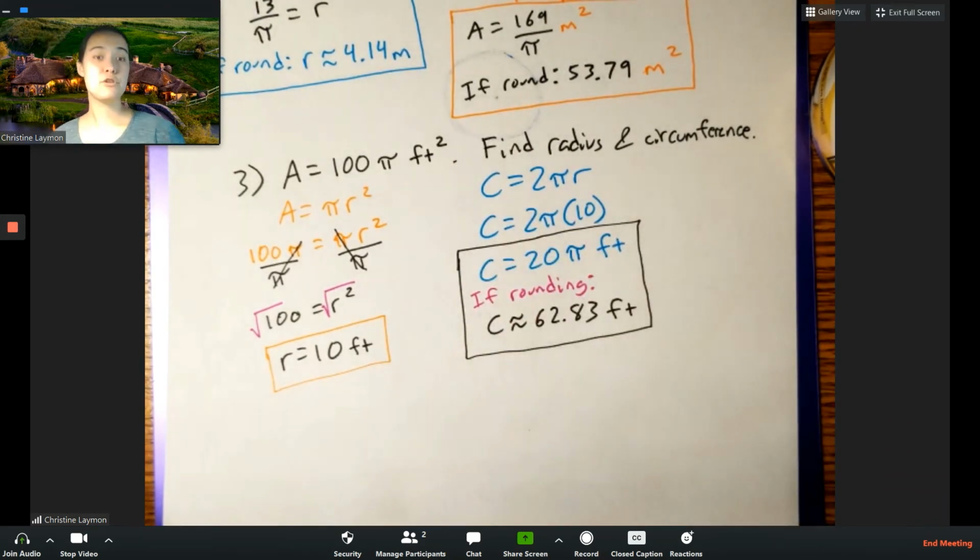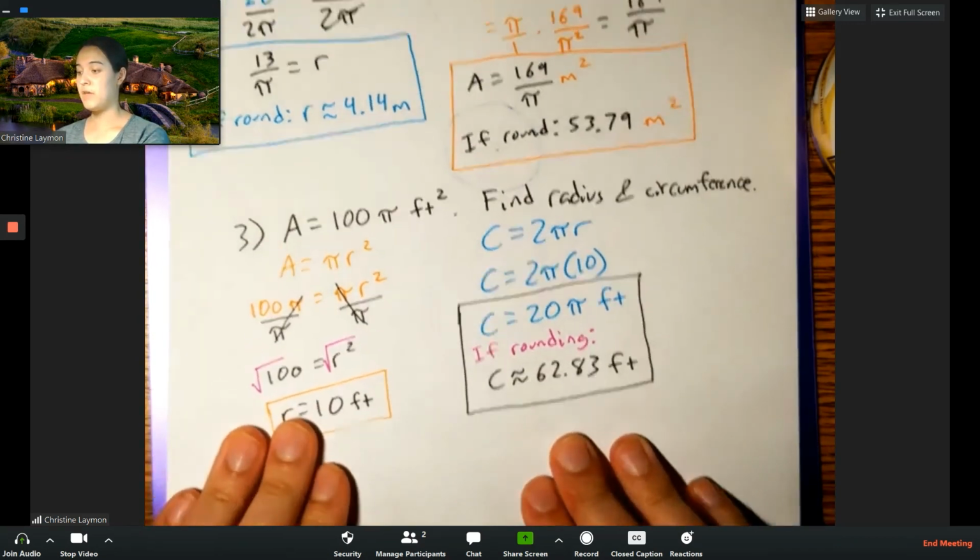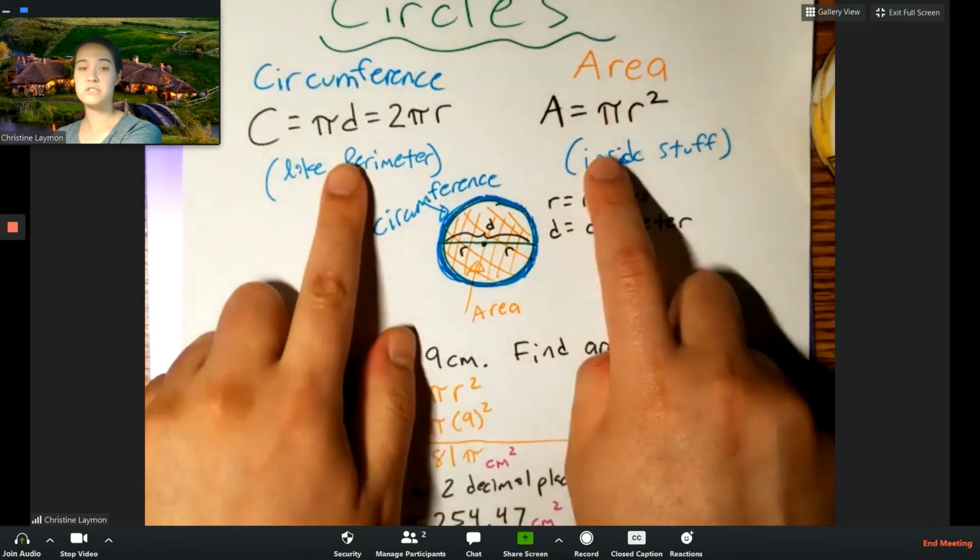So as long as you know what your radius is, you can find area, you can find circumference. Remember that both of those formulas are sitting right up top here.